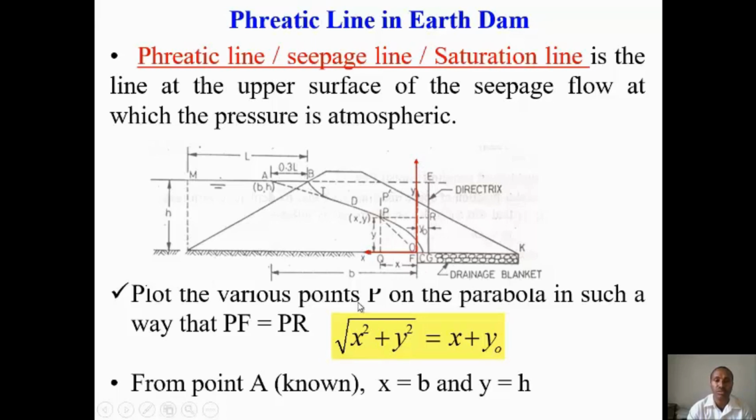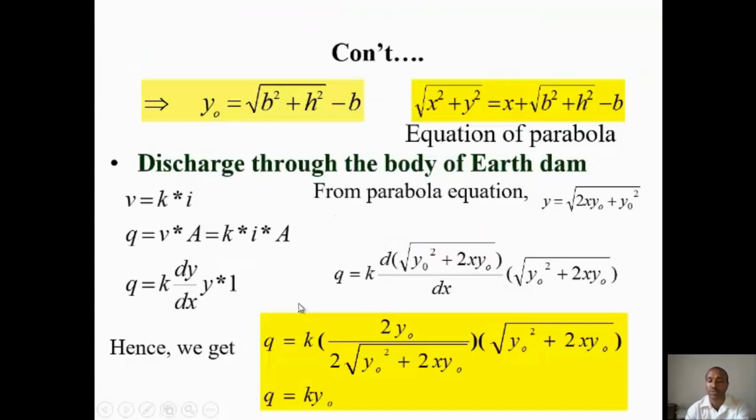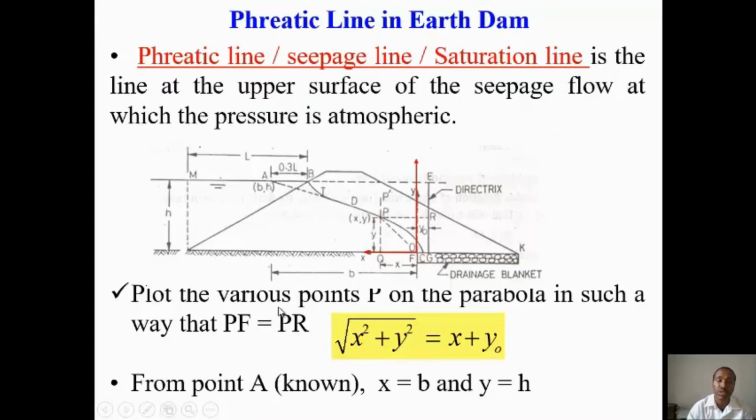From the parabola property, the distance from the vertical line, the directrix, and the distance from the focus, the principal focus, to any point of the parabola are equal. For example, PF to this point must be equal to PR. So plot the various points P on the parabola in such a way that PF must be equal to PR.